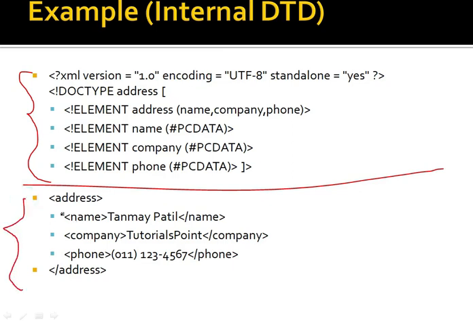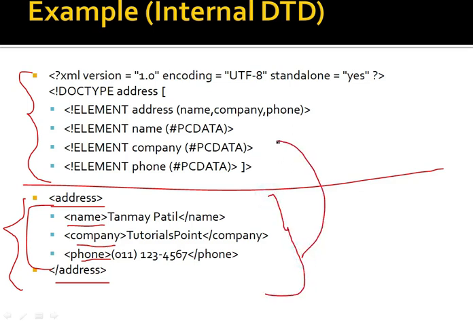If you look here, address is the root element. Okay, address is the root element, and here we have the sub elements, the children elements, like this: name, company, phone number. How are these elements validated against this DTD?